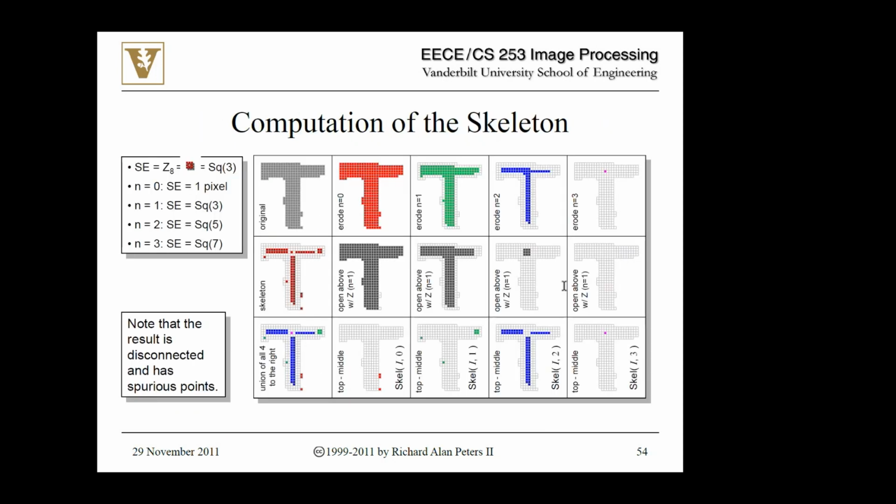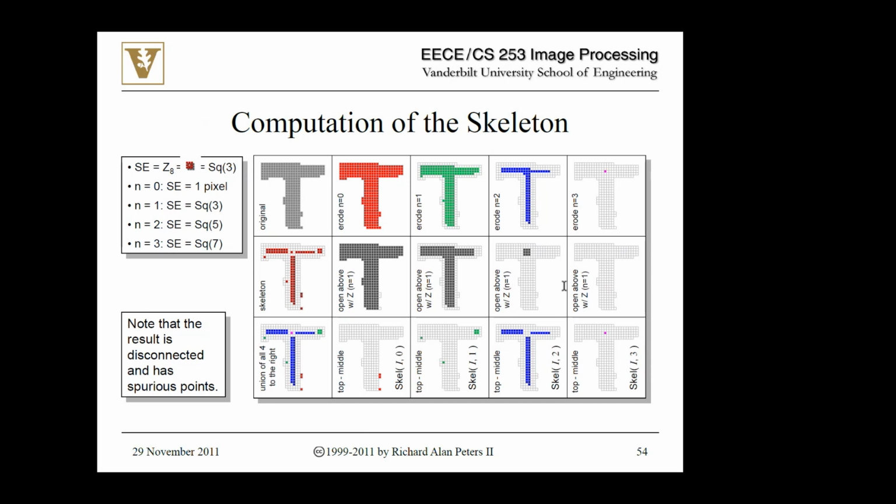Okay, so we have the original. And how to compute the skeleton? We will erode with a kernel that is a disk, and this disk will have radius 0, radius 1, radius 2, 3. With radius 0 it doesn't change. Then radius 1, radius 2, and radius 3. And if we continue, we don't have any other pixels, so we stop there.